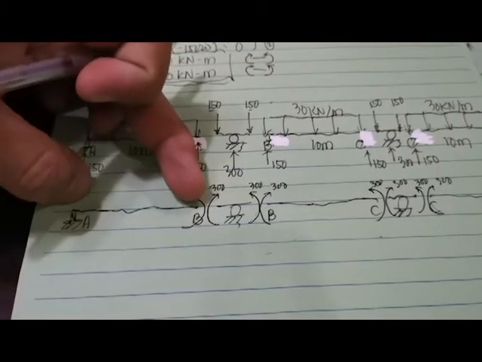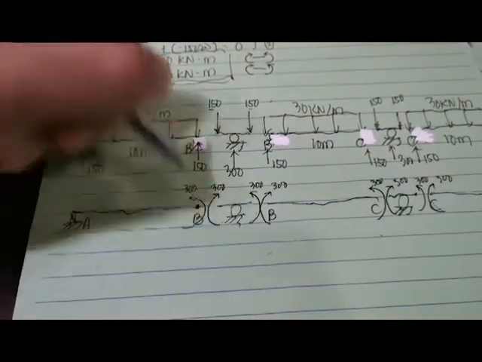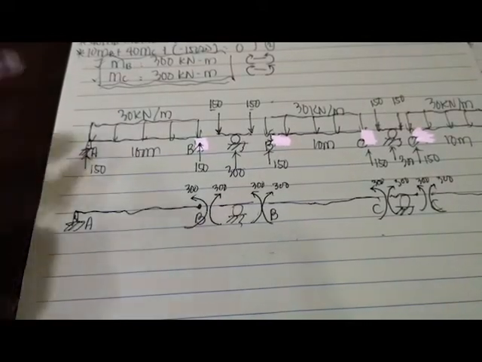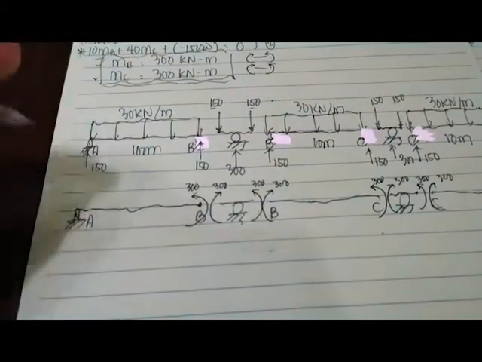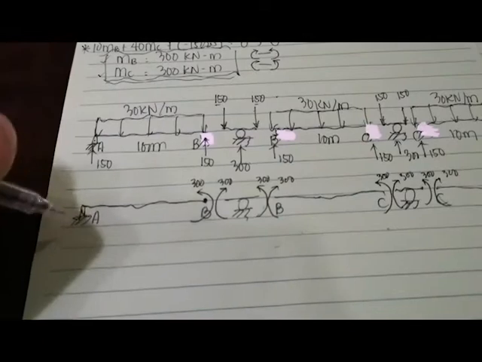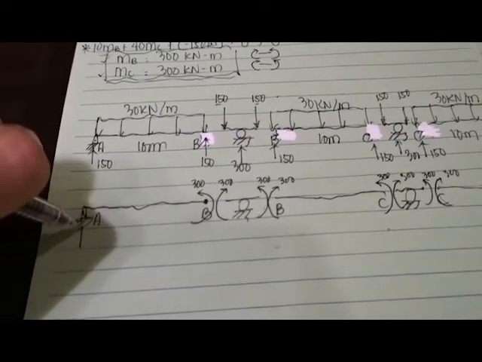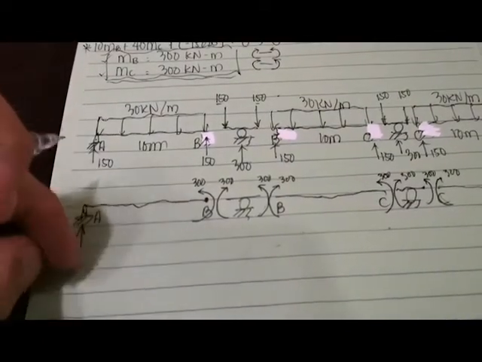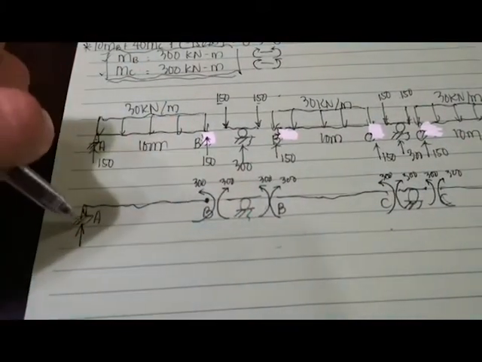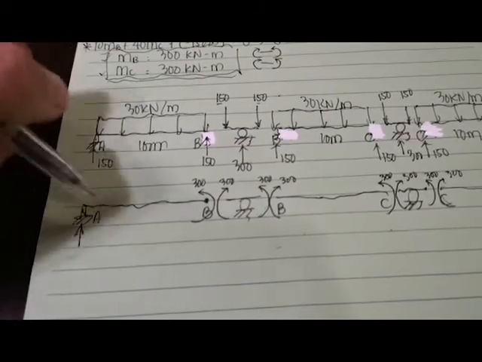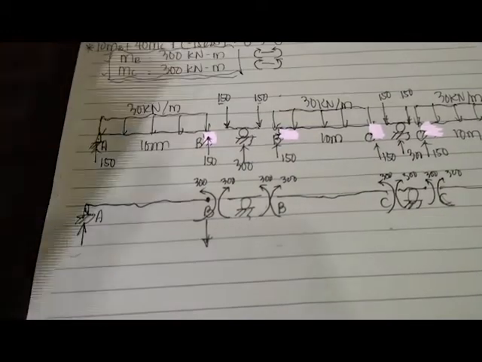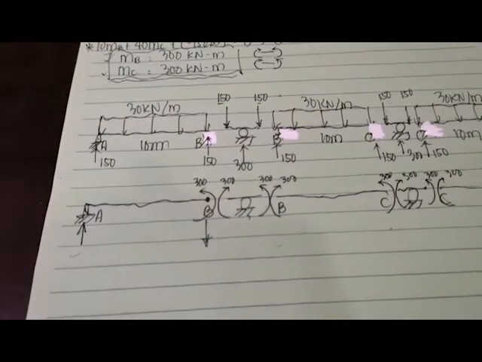At span AB, ang reaction natin due to the internal moment of 300. Since this is a counterclockwise moment, we will counter it. So kokontrahin siya ng clockwise moment. So therefore, at point A, the reaction will be clockwise, so upward. Next, dahil upward ang force natin at A, we can say that your force at B is downward.